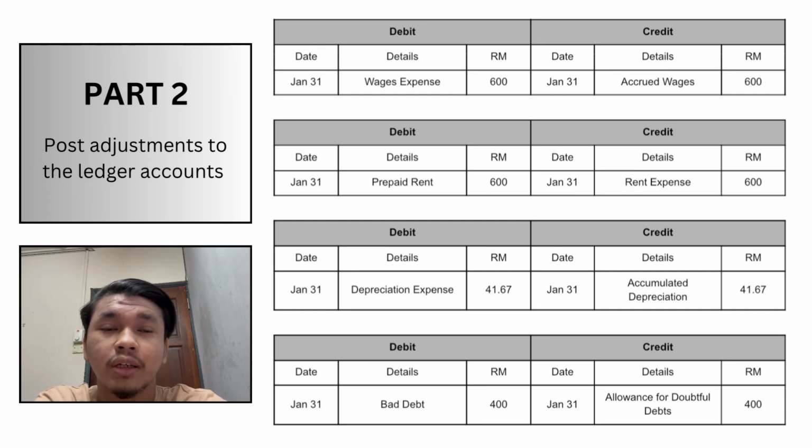These include recording 600 ringgit for unpaid wages under wages expense and accrued wages, adjusting 600 ringgit from prepaid rent to rent expense, recording 41 ringgit 67 cent for laptop depreciation, and recognizing 400 ringgit as a bad debt expense with an allowance for doubtful debts. The ledger organized these adjustments to maintain a balanced and clear financial record.